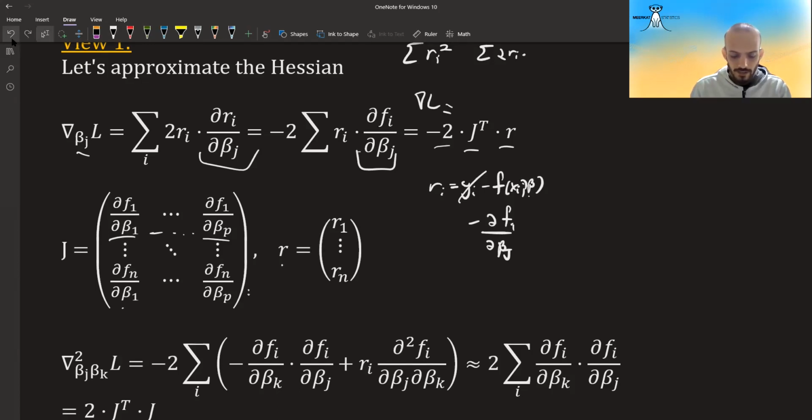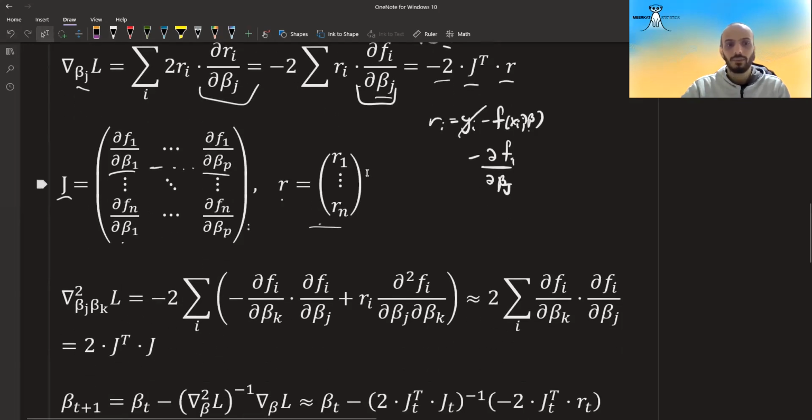Yeah, and you can verify it, for example, if you take this matrix transpose and you take, let's say, the first row of the transpose matrix, multiply it by r, you will get the derivative with regard to beta 1. If you take the second row, you will get the derivative with regard to beta 2, etc. So this equality holds. Okay, so this was the gradient, but we also need the Hessian. We also need the second derivative.